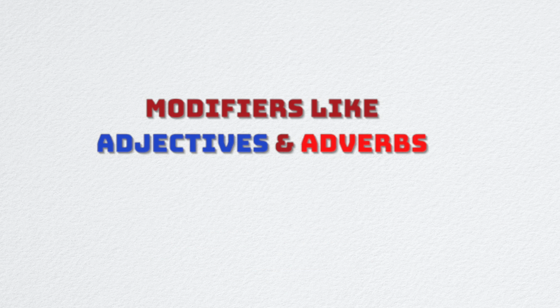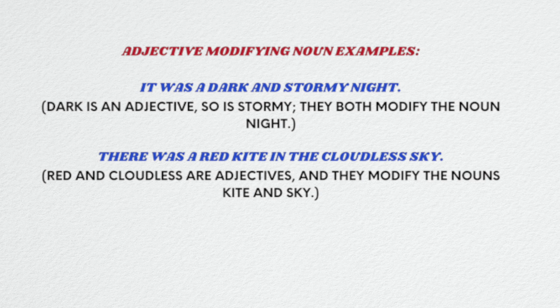Modifiers like adjectives and adverbs are the most common form of using creativity in your writing. Here are some examples of adjectives modifying nouns. It was a dark and stormy night. Dark is the adjective, so is stormy. They both modify the noun night. There was a red kite in the cloudless sky. Red and cloudless are adjectives, and they modify the nouns kite and sky.